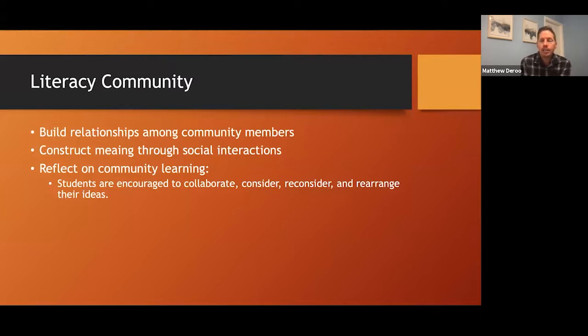And as we understand from Vygotsky and other models, literacy learning is cognitive. Obviously, if you removed our brains, we could not function. But beyond just the cognitive approaches, there are social ways that our literacy practices are shaped. So can we help students to understand how different social interactions help their literacy? As we think about the local community, can students collaborate with local community members, or consider and reconsider and rearrange their ideas based on what they learn, right?